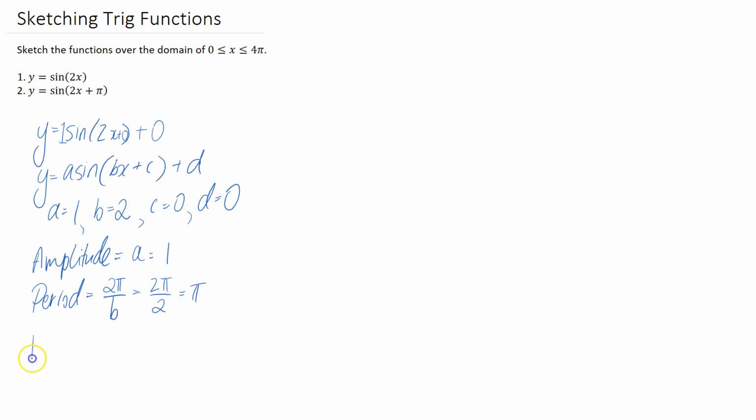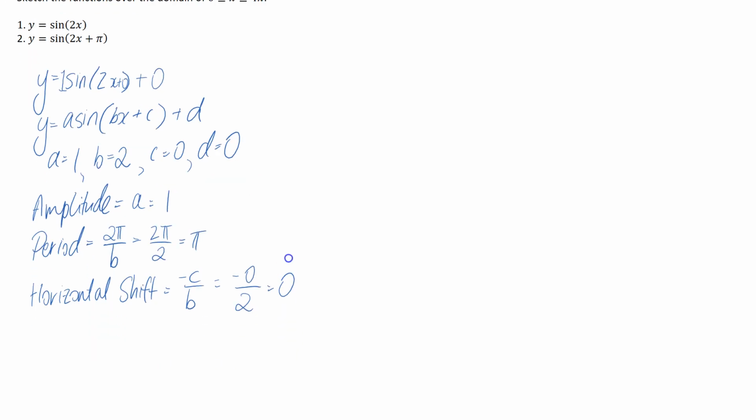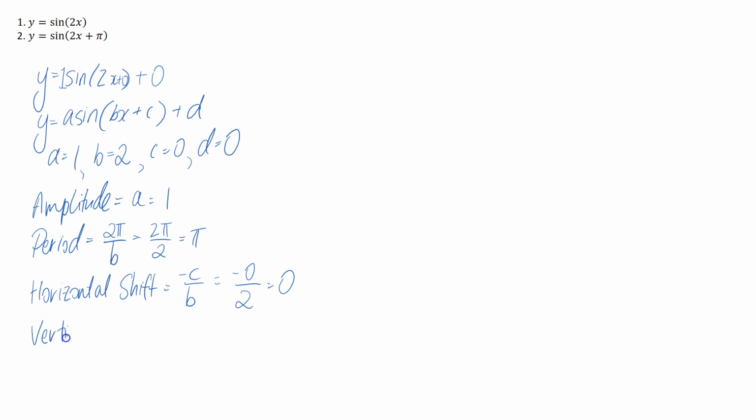So the next thing to think about, which also relates to the b value, is the horizontal shift. And there's a formula for that. It's equal to -c on b. Now, in our case, we've got a c value of 0. So it's going to be -0 divided by 2, and of course 0 divided by anything is just 0. All right, so that's telling us that we don't have a horizontal shift. And the last thing, our d value here, relates to the vertical shift of our function. In our case, it's equal to 0, so that means we don't have a shift at all.